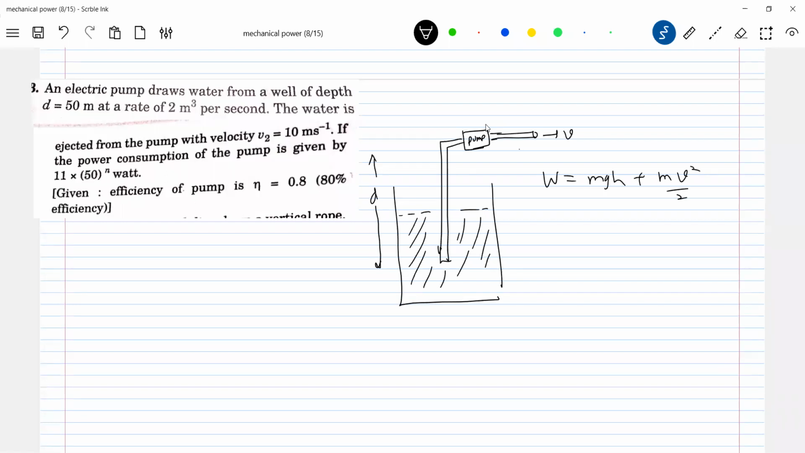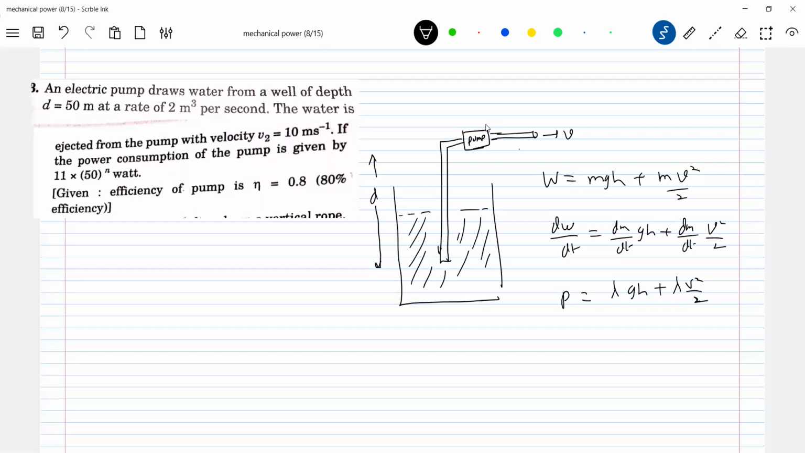But here some power is involved, no? So what to do with power? So I'll differentiate dW by dt. This is the power: lambda gh, plus lambda v square by 2.